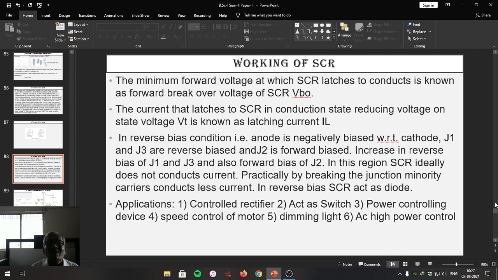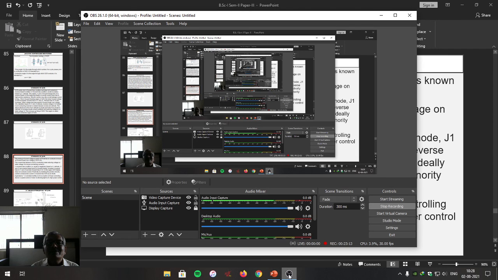Yes, students, that's all about the working, biasing, and operation of the SCR along with its applications. Student friends, this is all about the working of the SCR. Next time we'll go for the current voltage characteristics of the SCR.